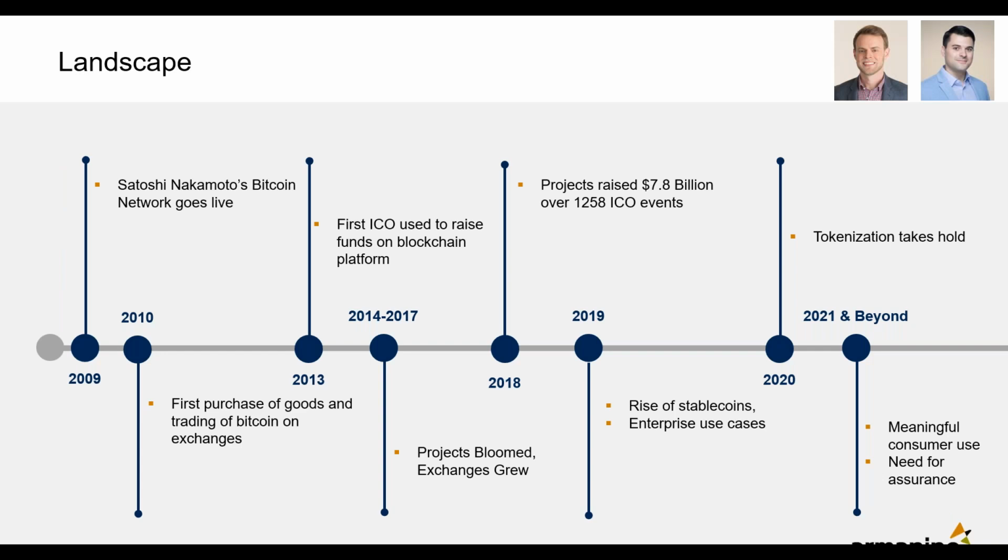So 2009, the Bitcoin white paper was released, and this is removing all the technical parts of Bitcoin. This is really just a peer-to-peer digital cash system. Lots of computer science goes into the back end of it, but essentially this network was proposed and actually launched in 2009. 2010, we have the first actual purchase of goods, as well as the first trading on exchanges.